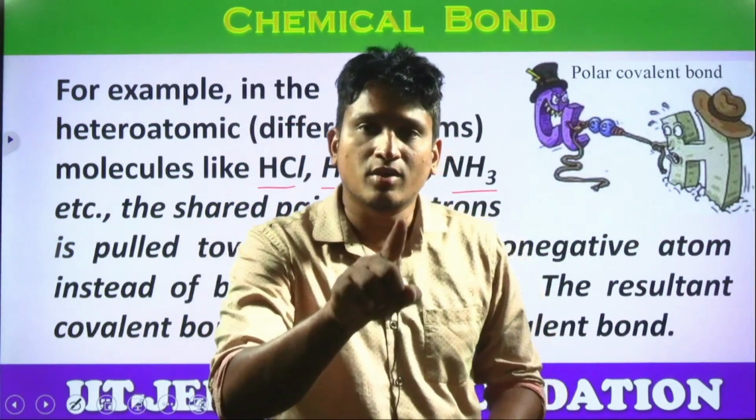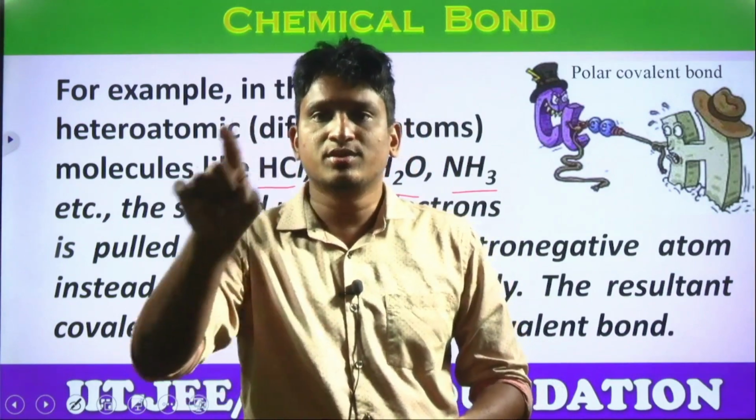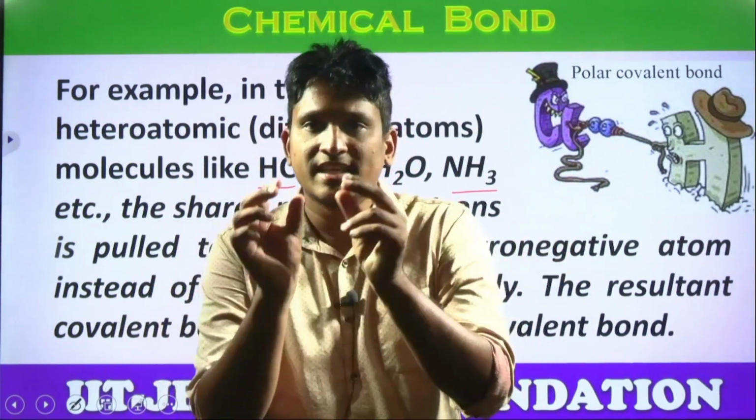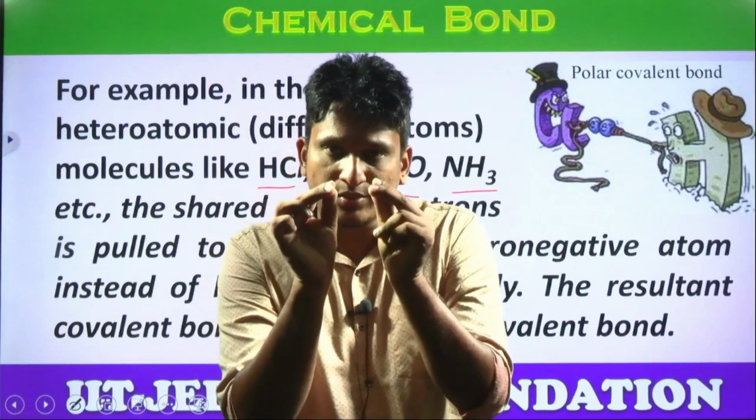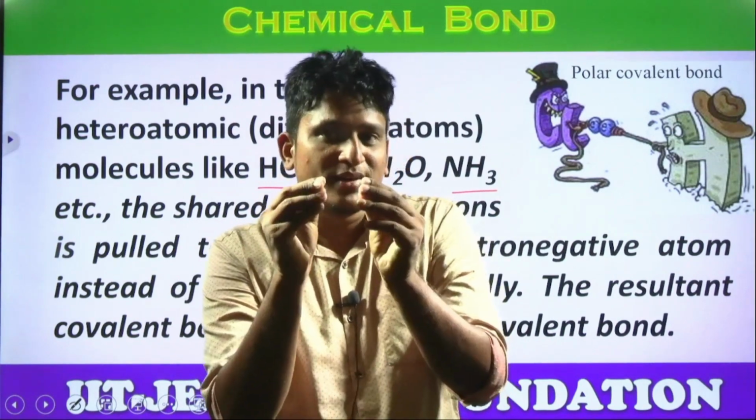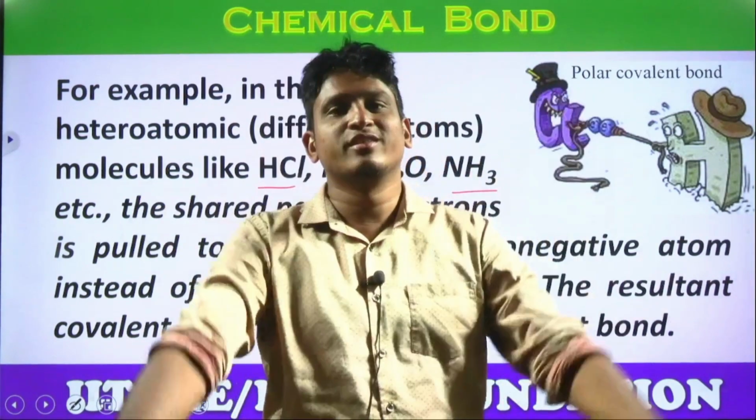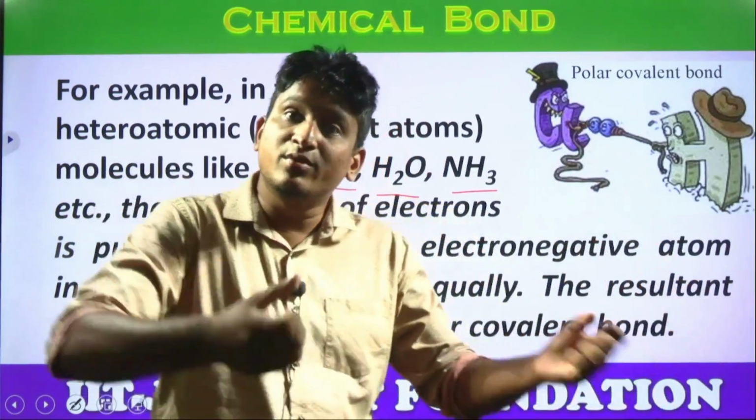One electron belongs to chlorine, one electron belongs to hydrogen. Now this pair of electrons, is it exactly located between the two atoms? No. This pair of electrons shifts closer to the chlorine side. Why? Chlorine has more ability to attract the electrons.